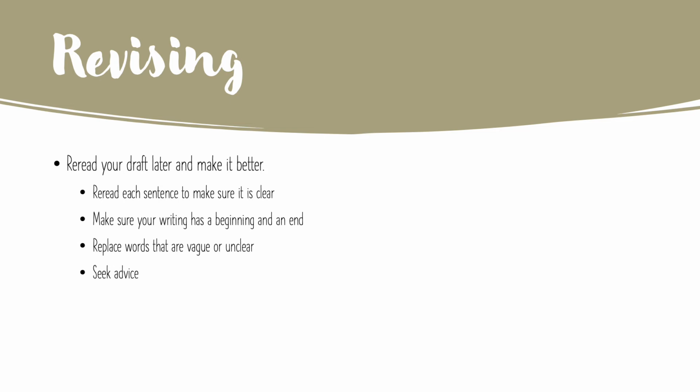So this is when you reread your draft and you make it better. You can reread each sentence to make sure that it's clear. Make sure your writing has a beginning and an end. Replace words that are vague or unclear. And also seek advice. This might be the time where you say to your friend, hey, can you read this and let me know what you think? Or a parent or a grandparent or an aunt or uncle. We will also be participating in peer review, so you'll get some chances to get feedback from your classmates on your writing and how you can improve it.